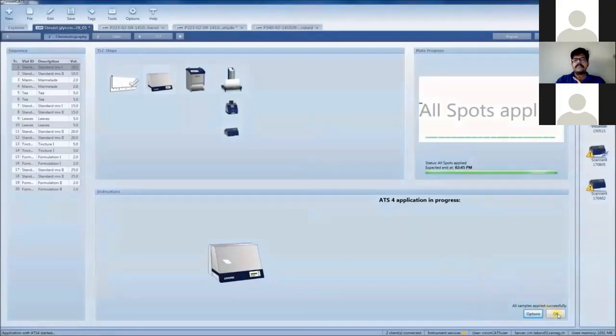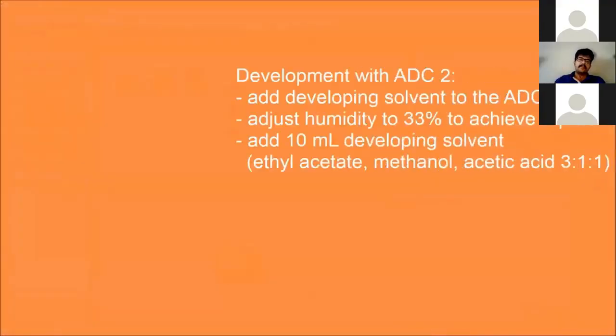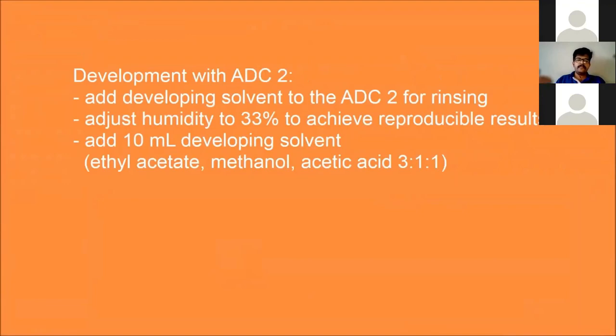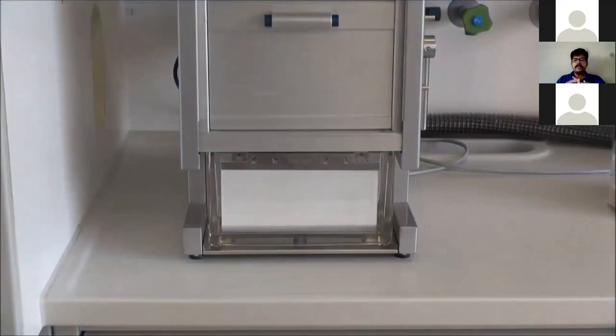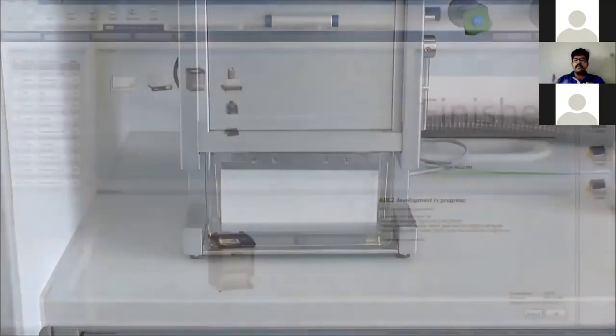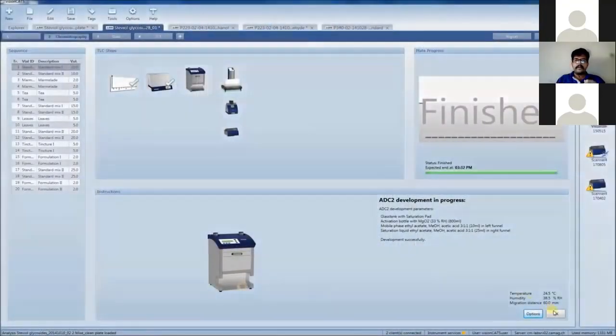After the application process is completed, the next step, as I showed you, is development. Before that, you have to prepare the instrument for the run, and this is happening over here. You add the solvent into the ADC2 and place the plate inside. Once the plate has been placed, the development begins, with the mobile phase moving onto the surface of the plate by diffusion.